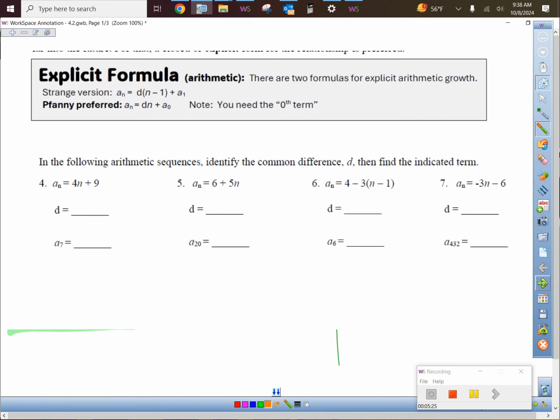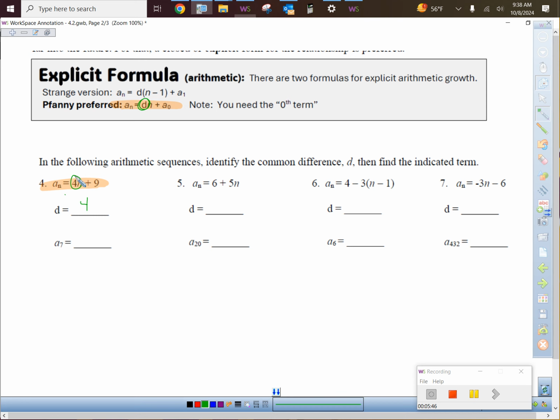That's an explicit formula. So let's see if we can recognize some stuff. This one right here, isn't it the Fani preferred looking formula? Can you tell me who d is? Do you see d is the number right in front of n in this situation? Who would d be in this problem number 4? 4. You guys cool with the number in front of n is your common difference? So that's like going up by 4, up by 4, up by 4.